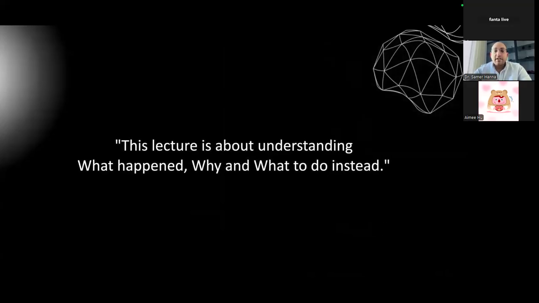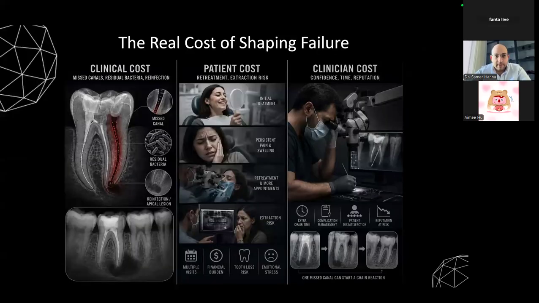So this lecture today is going to be about the understanding of what happened in something like those cases, why it did happen, and how to prevent it or what to do instead. So does shaping failure cost us? Definitely. So I always say we have 3 pillars of the triangle. So we have the clinical cost, we have the patient cost that the patient had to endure, and we have the clinician cost that the doctor or the specialist or the GP had to endure.